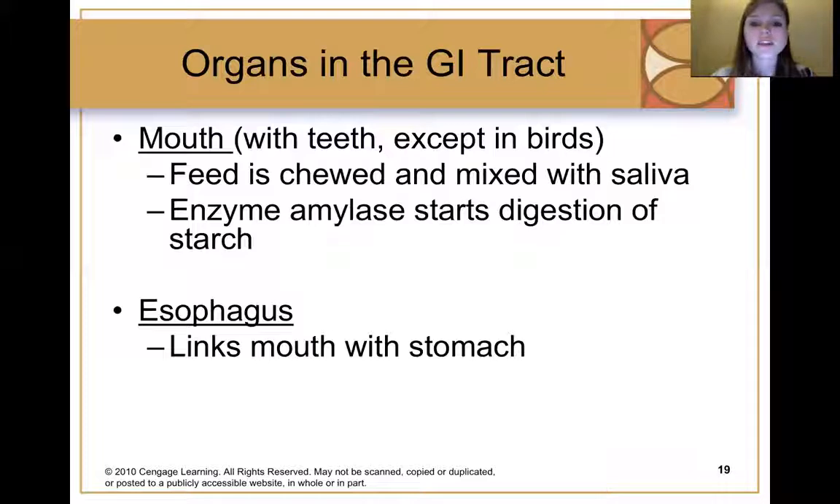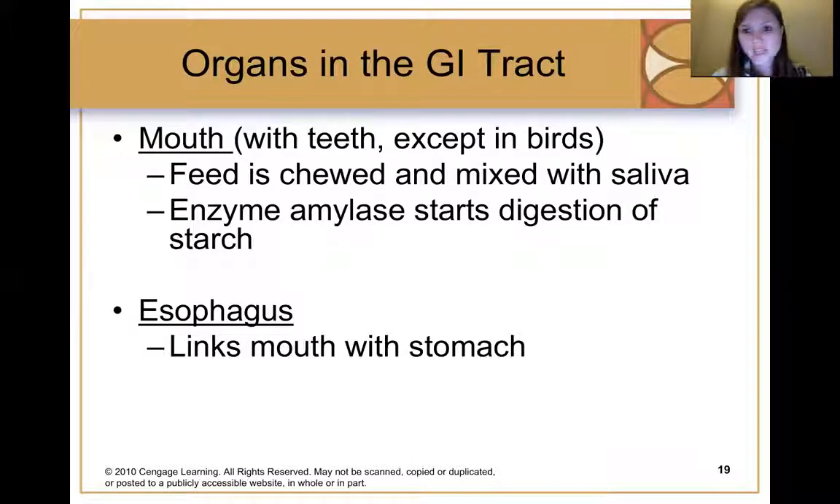They don't have teeth. They have a beak. So feed is typically chewed and then mixed with saliva. And the enzyme amylase starts the digestion of starch. So remember, amylase is responsible for starch digestion, and salivary amylase is that specific kind of amylase. So salivary amylase would be in the saliva, and it starts digesting starch.